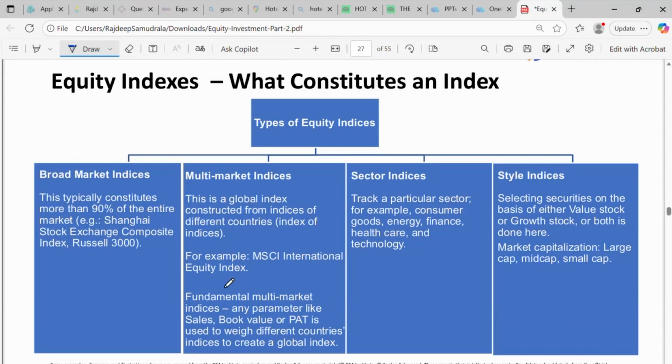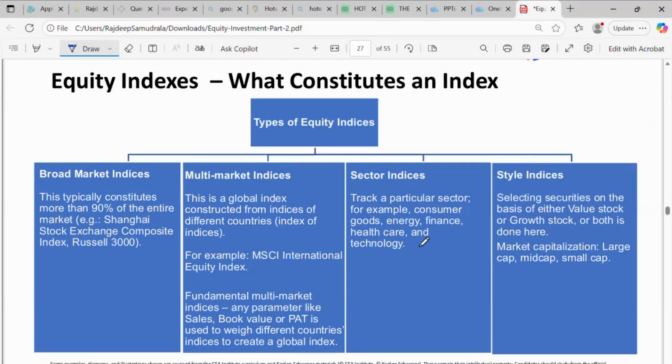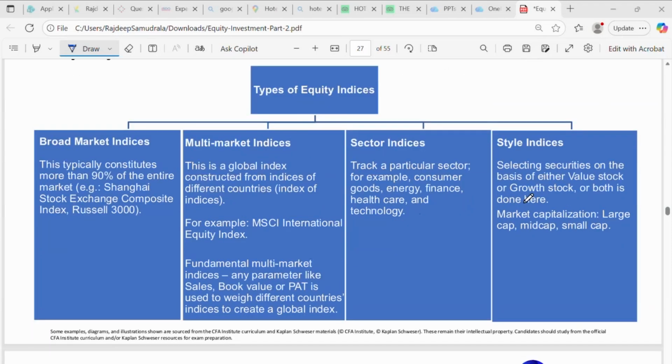So quickly to summarize what we've discussed so far. We have indices. We have the broad market index, which constitutes almost 90% of the entire market. We have the multi-market, which means your indices are created from different markets of different countries, where you want exposure to various countries and jurisdictions. Then we have the sector index, which is very popular, like the Bank Nifty, iron ore, steel, and so on. So various sectors form an index.